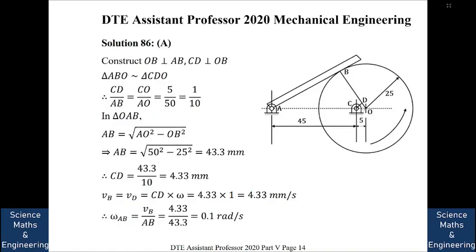Now, velocity of D would be equal to what? CD into omega. Omega is given as 1 radian per second. So our VB is equal to 4.33 millimeter per second. So our omega AB would be equal to VB by AB, which is 4.33 divided by 43.3, equal to 0.1 radian per second.